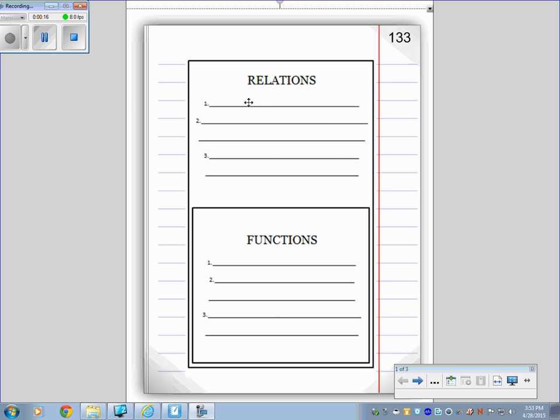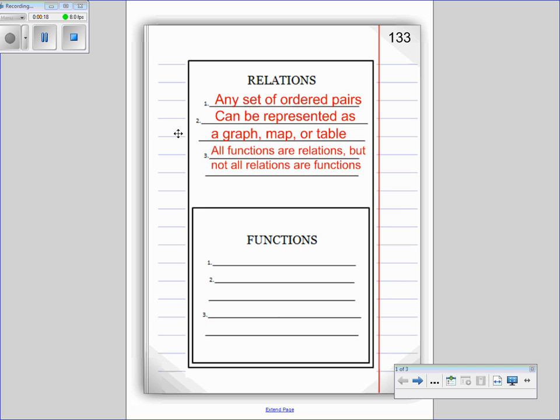Relations are simply any set of ordered pairs, like the x, y pairs that you have been plotting for the last several years. Any set of pairs is considered a relation. And relations can be represented as a graph, a map, or a table. Keep in mind that all functions are relations. We'll get into functions in a minute, but not all relations are functions. Functions are a special subset of relations.